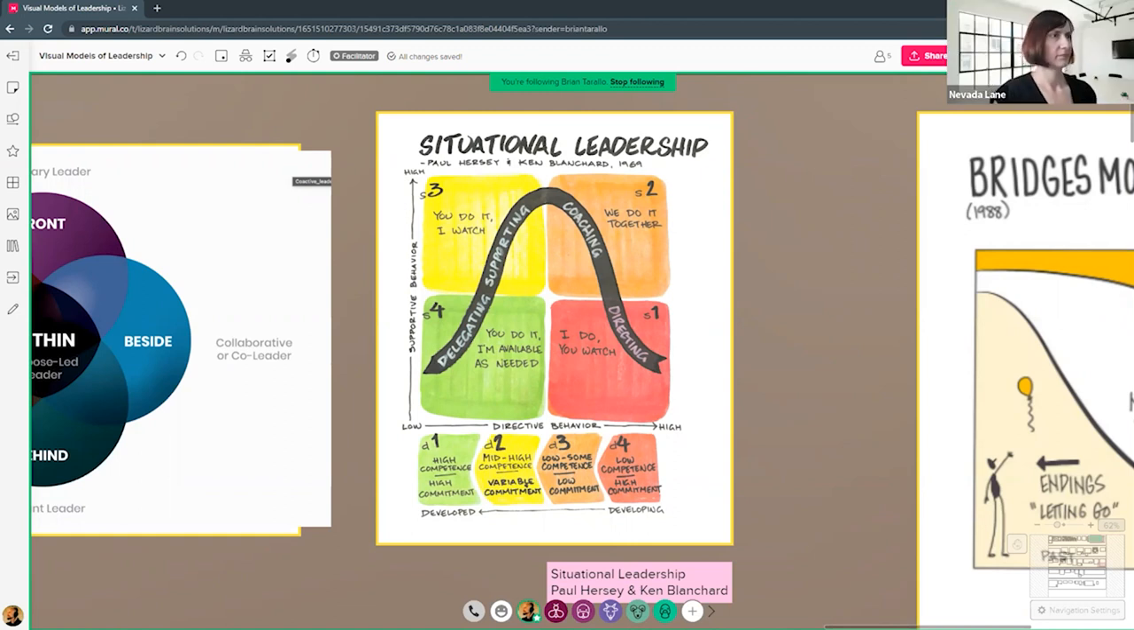So level one, quadrant one, I'm going to do it and Casey's going to watch me do it. I'm going to tell him, here's exactly how I'm doing this. And this is called directing. Level two, now we're doing it together. He's got maybe 50% of the knowledge that he needs to be successful, but we're basically doing a tandem. I'm still right there with him, offering advice and feedback and tweaking as we're working together.